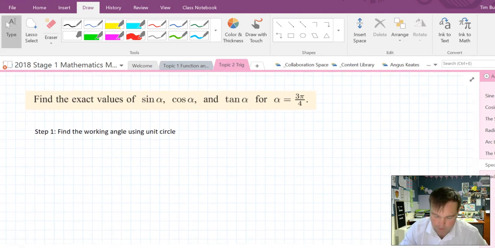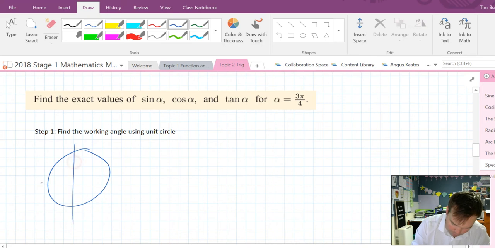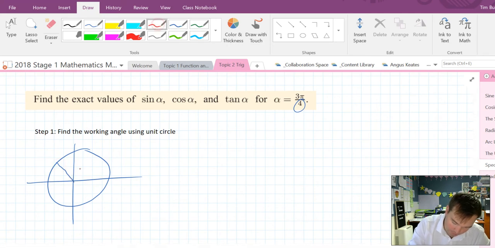Okay. So you might get questions that ask, find the exact values of sine alpha, cos alpha, tan alpha for alpha equals 3 pi on 4. Now, the first step to all of these is to draw a little unit circle. It doesn't have to be beautiful. And then try and visualize where 3 pi on 4 is. We know that pi on 2 is straight up. So if we're working in quarters here, 1 quarter, I hope you can see my cursor, 2 quarters, meaning a half, 3 quarters. That there is 3 pi on 4.